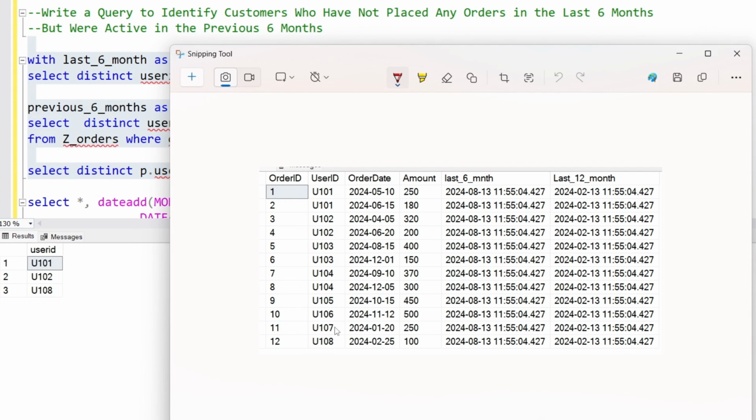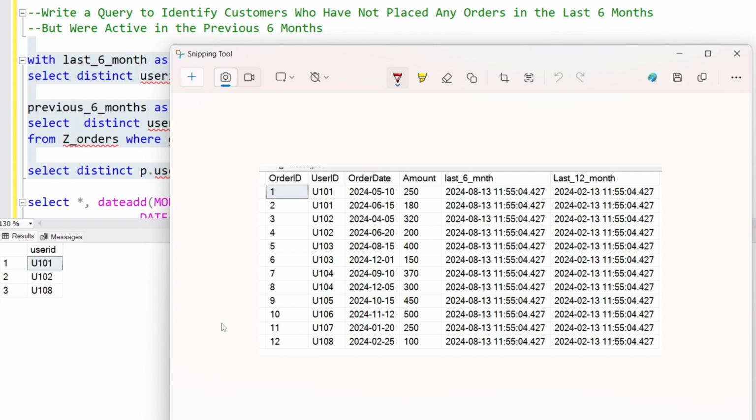And for 107, the last order was on 20th of January, so he didn't order in the last 6 months. But he was active before the 12 months, because the date one year back is 13th February 2023, as today is 13th February 2024, and he ordered before that one year. So we are not considering 107 because he does not meet the criteria. We want customers who did not place any order in the last 6 months but were active in the previous 6 months.